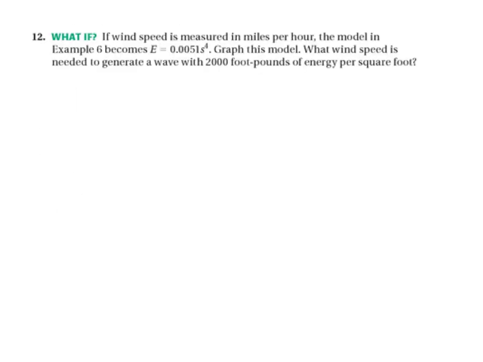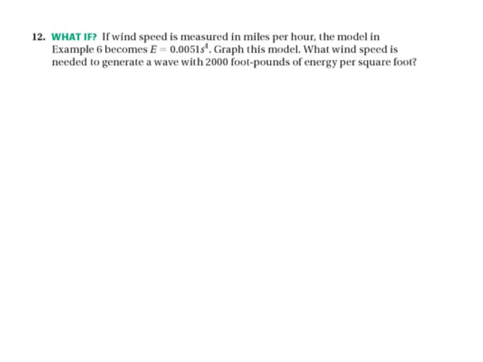Alright. If the wind speed is measured in miles per hour, the model in example 6 becomes E equals that. Graph this model. What wind speed is needed to generate a wave with 2,000 foot-pounds of energy per square foot? So ask me tomorrow on the calculator to show you how to get these tables. Okay? But the other part, it's telling you it's 2,000 foot-pounds of energy per square foot. So the E is the energy.